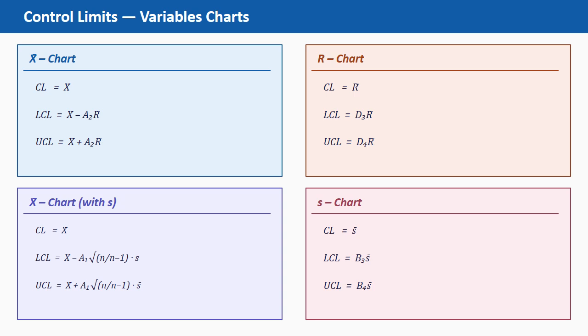So the key idea is that these limits are based on statistical principles, typically using three standard deviations from the mean. So if any data point falls outside these limits, it indicates that the process is out of control and requires investigation. Now let us move on to the attribute charts.